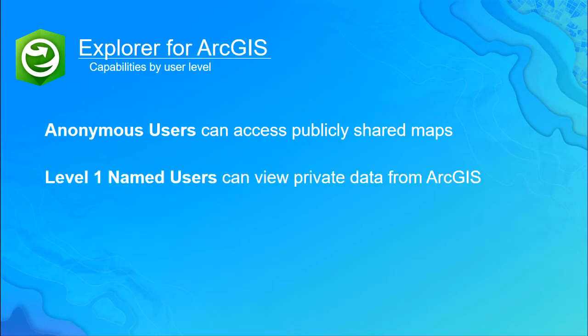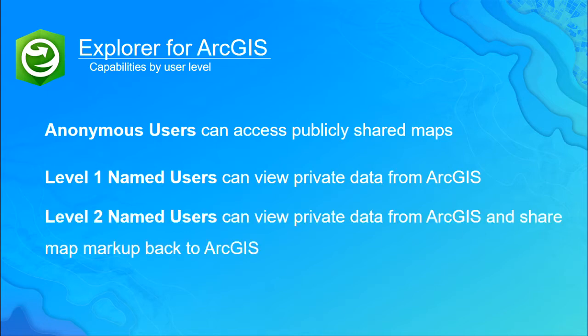The next level that we want to talk about is level 1 named users. These are people who on the platform generally get view-only access to data. That goes really well with the Explorer for ArcGIS app because it's a view-only app. Level 1 named users can view private data from ArcGIS. So let's say that certain people in your field ops department have access to certain projects. They're added to certain groups in ArcGIS. That security scheme will be honored when that level 1 named user signs into Explorer for ArcGIS. They'll see the maps that they're supposed to see. They'll see the groups that they're supposed to see.